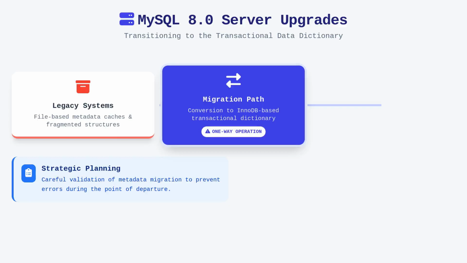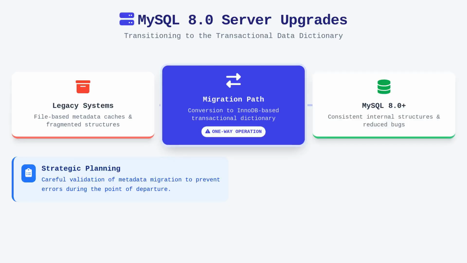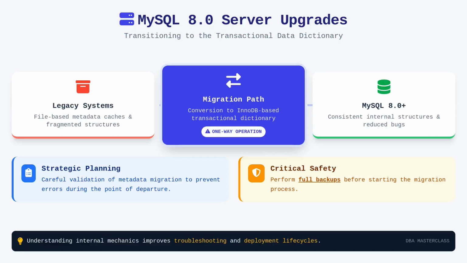Versioning of the dictionary itself ensures that internal structures remain consistent as the server environment changes over time, preventing common bugs associated with older, file-based metadata caches. As a DBA, treat the transition to the new data dictionary as a critical milestone in your upgrade path, ensuring you have performed full backups before starting the migration process. Taking the time to understand these internal mechanics will make you significantly more effective when troubleshooting schema issues or managing complex deployment lifecycles.